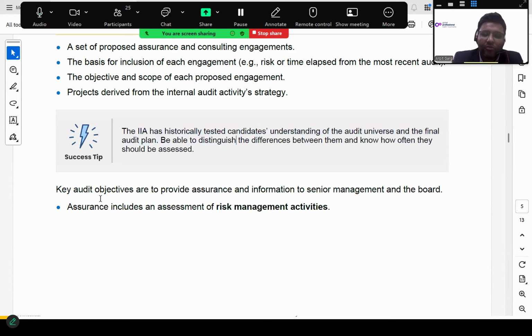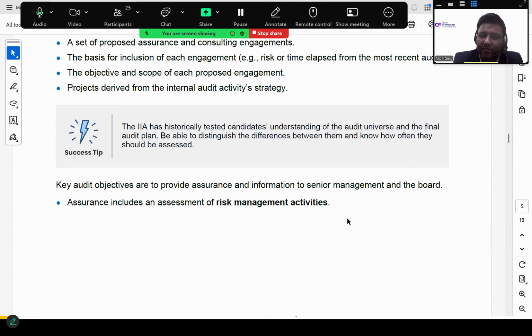Annually. Key audit objectives are to provide assurance. Again, what is the audit objective? Do we need to provide absolute assurance or reasonable assurance? Reasonable assurance. So key audit objectives are to provide reasonable assurance and information to senior management and the board. Assurance includes an assessment of risk management activities.